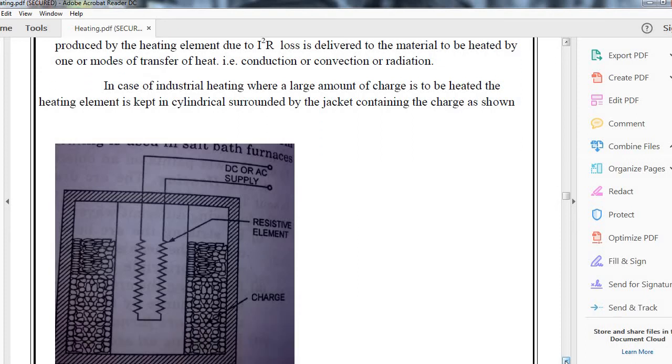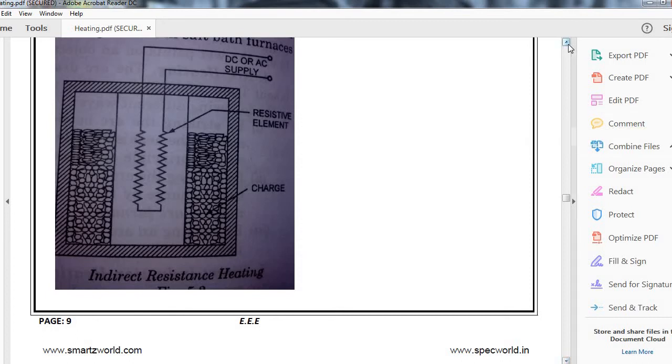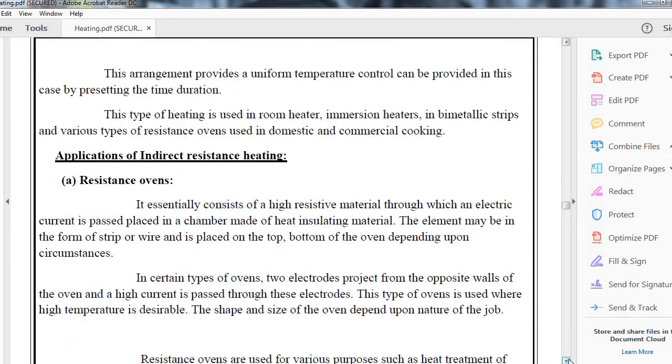In case of industrial heating, where a large amount of charge is to be heated, the heating element is kept in a cylinder surrounded by a jacket containing the charge, as shown below. This arrangement provides uniform temperature, and control can be provided by varying the time duration. This type of heating is used in room heaters, immersion heaters, in bi-electric strips, and various types of resistance ovens used in domestic and commercial cooking.